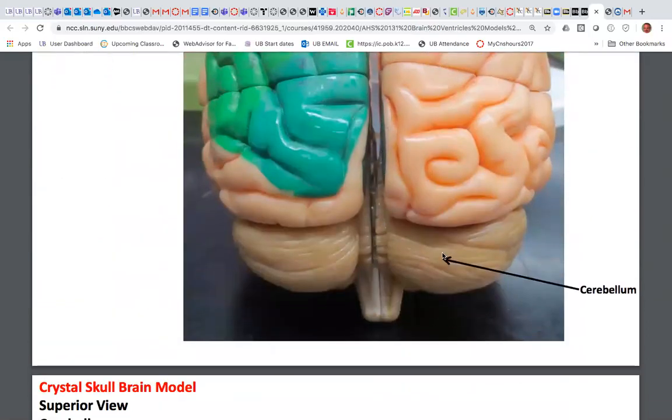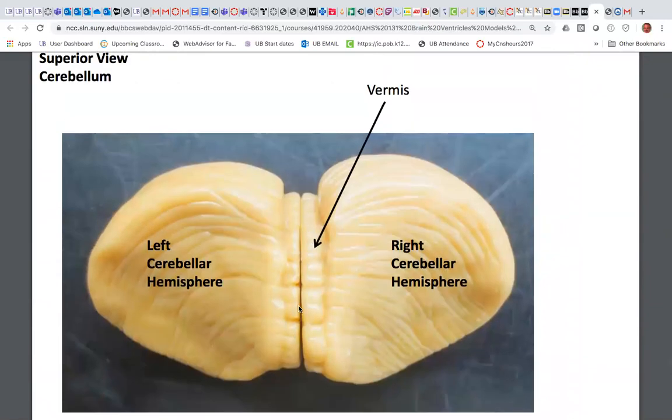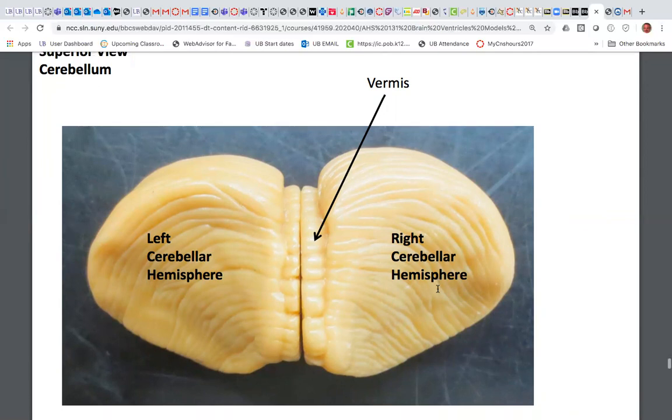Here's your cerebellum. Cerebellum is mostly for balance and coordination. The center part of the cerebellum is the vermis, left and right cerebellar hemisphere, not to be confused with right and left cerebral hemisphere. Cerebral hemispheres are the two main parts of the cerebrum. Cerebellar hemispheres refer to the cerebellum.